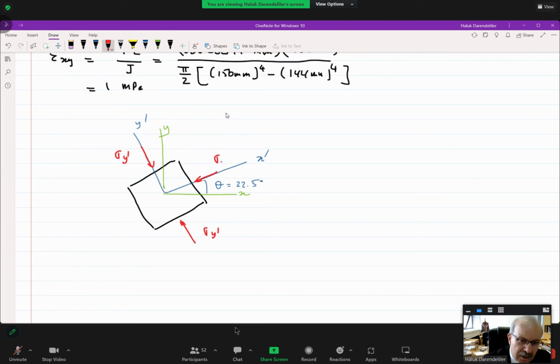We have sigma x prime, sigma y prime, and I also put shearing stress on it. Say this one, this one, this one, and this one. Tau x prime y prime.